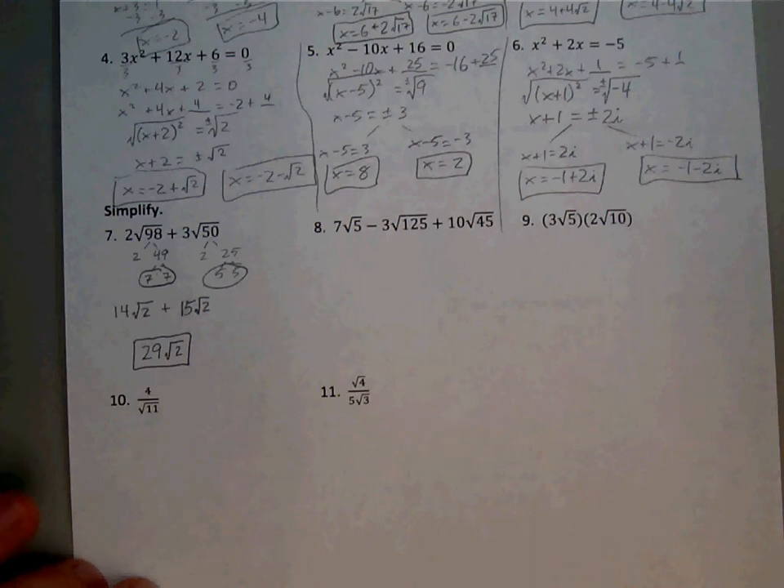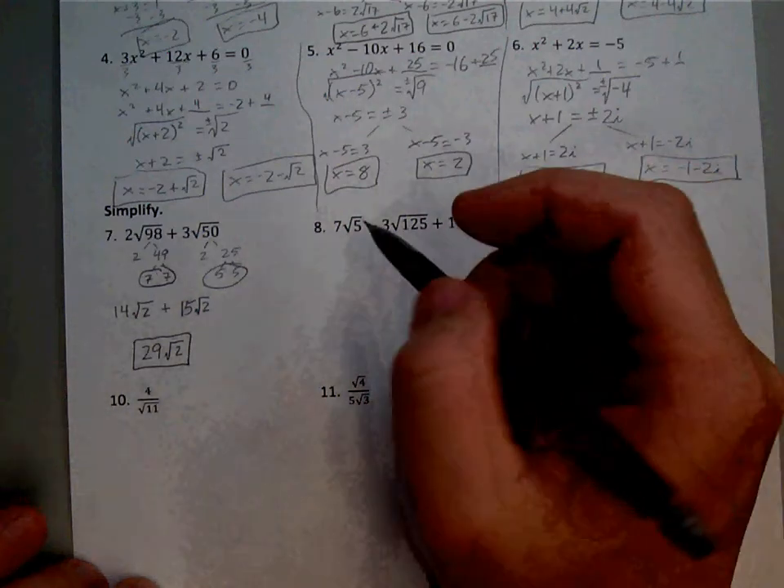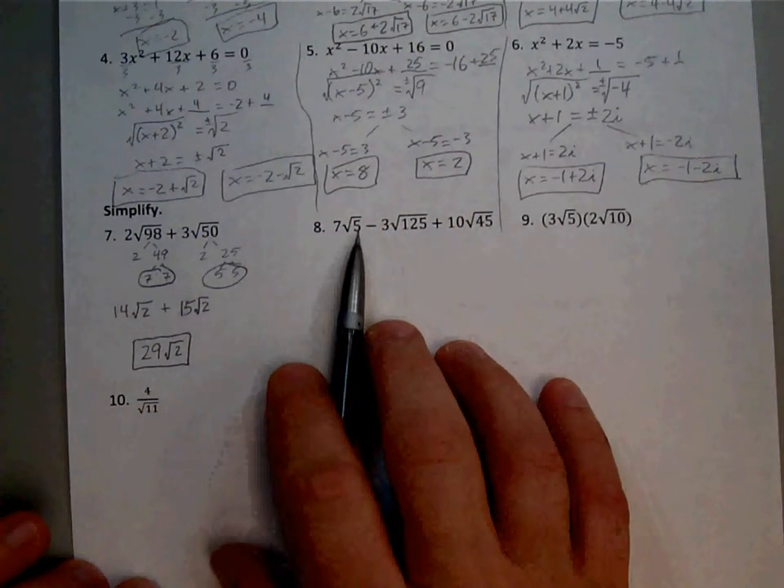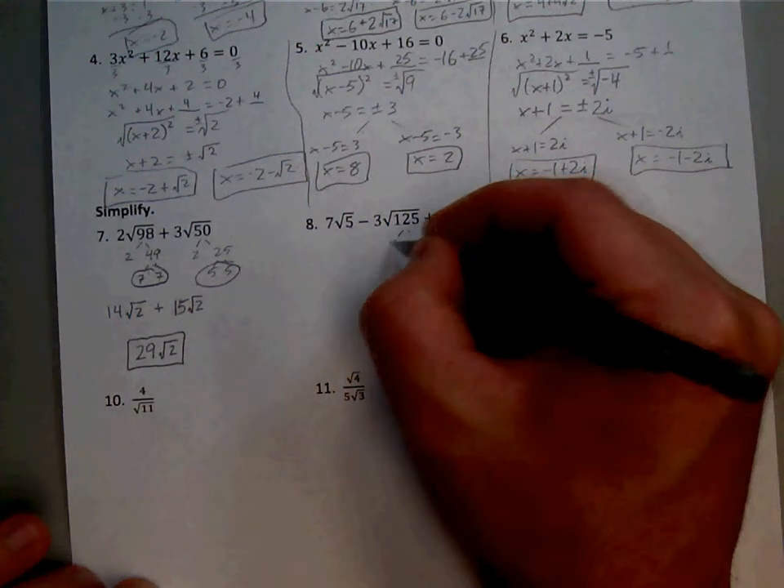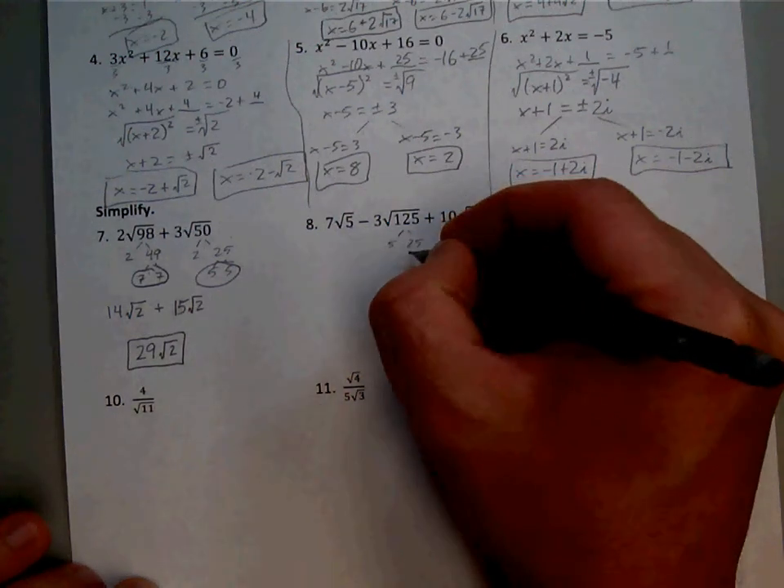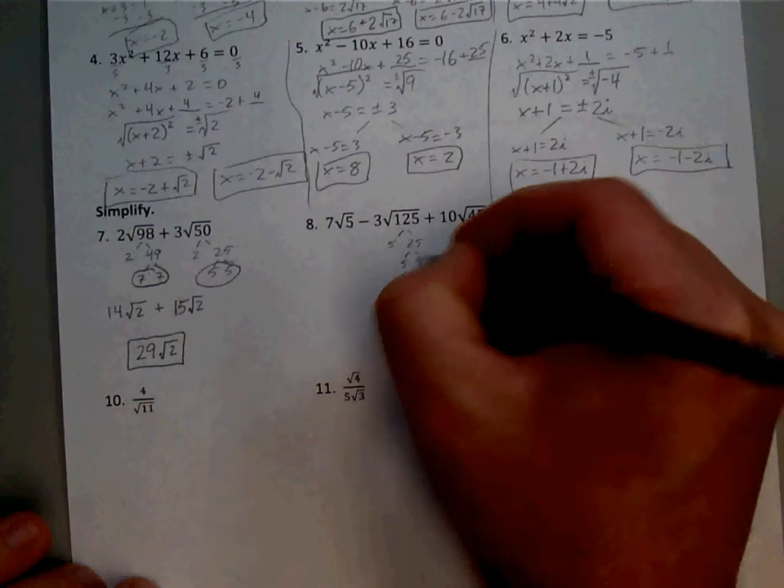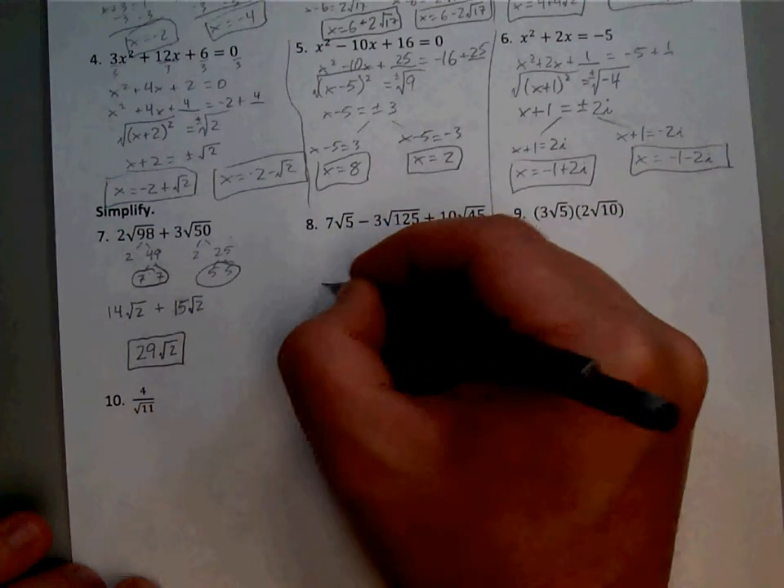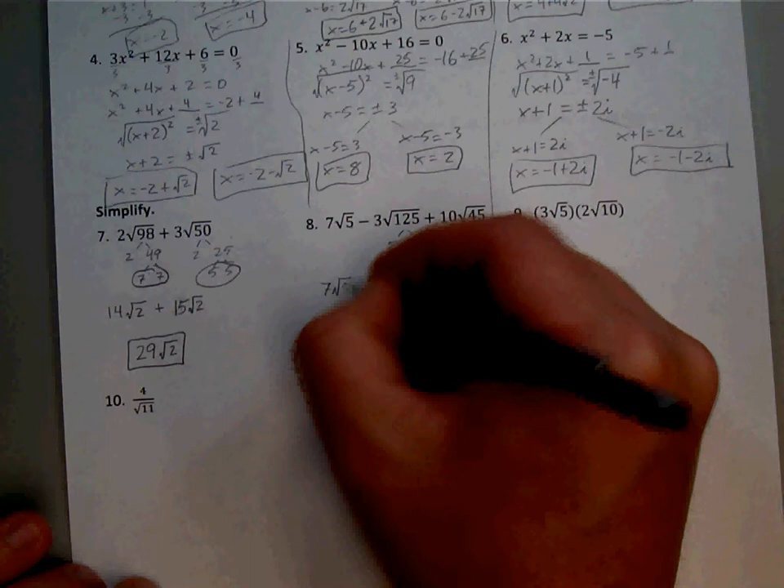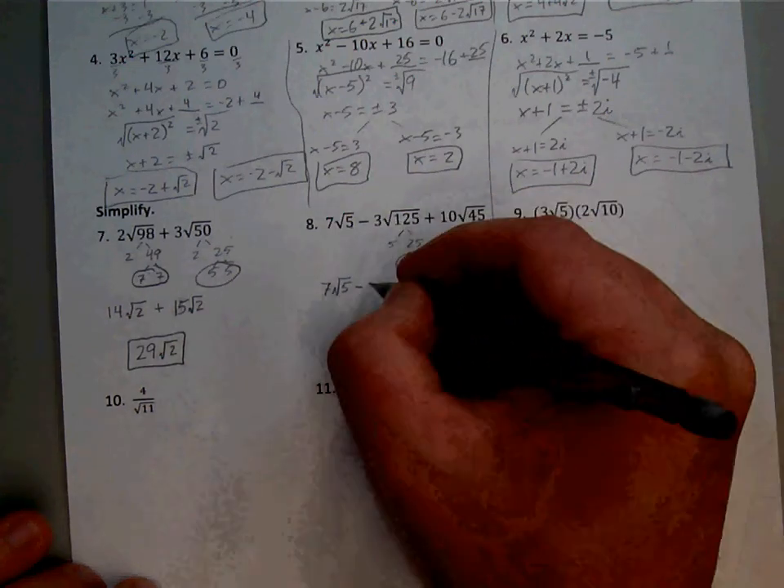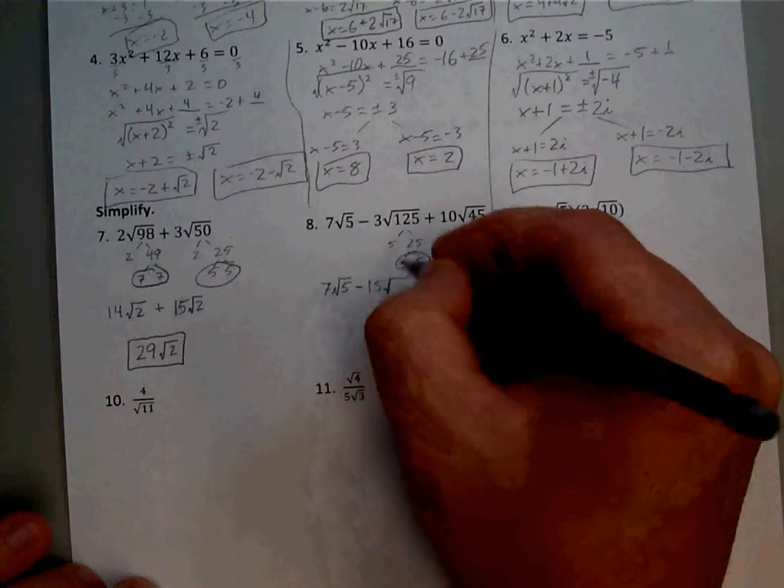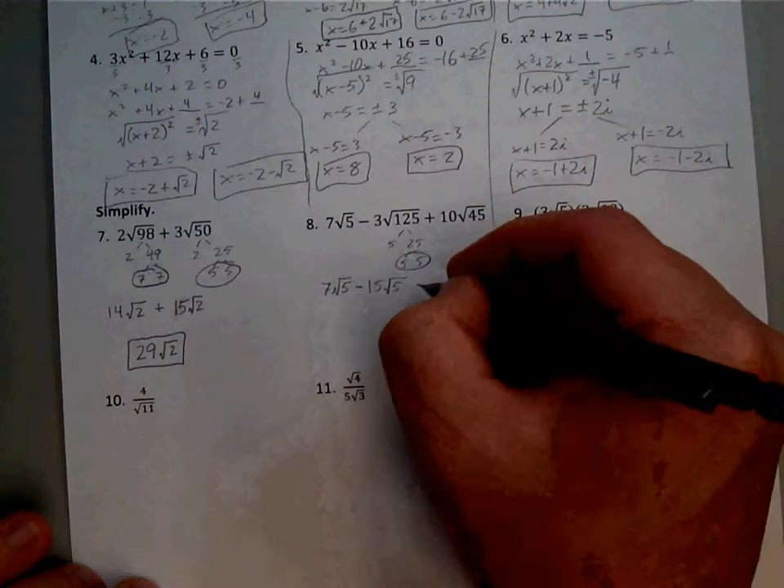Number 8. I've got a square root of 5 that won't simplify. The square root of 125 will. It goes to 5 and 25. So there's the pair of 5s. So the first one stays the same, 7 square root of 5, minus, and pull a 5 out. There's already a 3 there, so 5 times 3 is 15. This 5 is stuck on the inside.